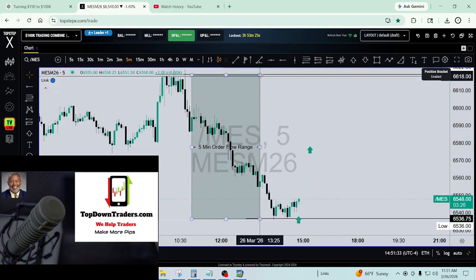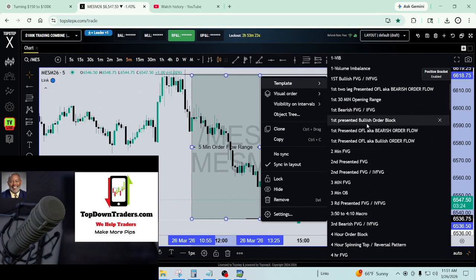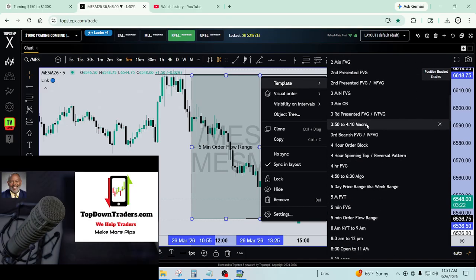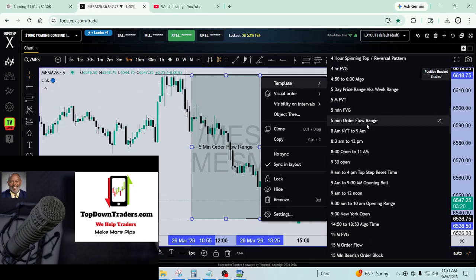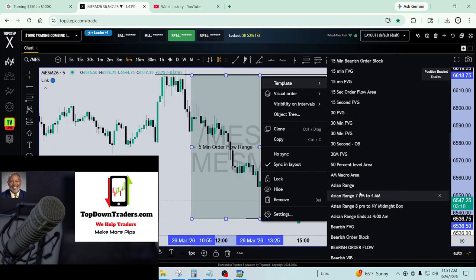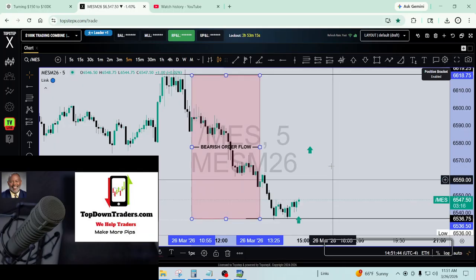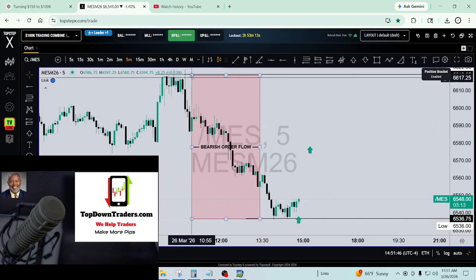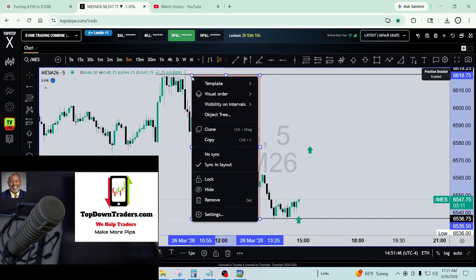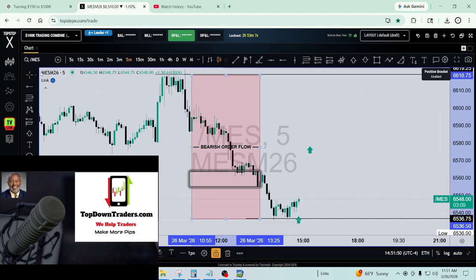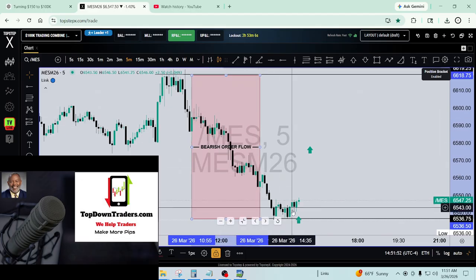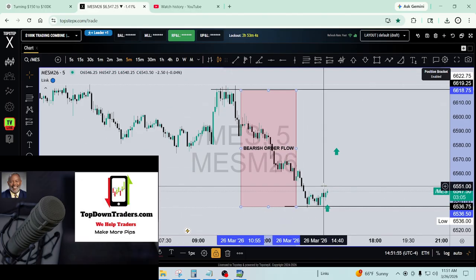I don't know how to use that one. Yeah, but I have one here called bearish order flow, so it'll be just fine. Here it is, bearish order flow. That's what I would be trading right now. I will lock that in. If I was on the ES like they're on, I would be going long right now.